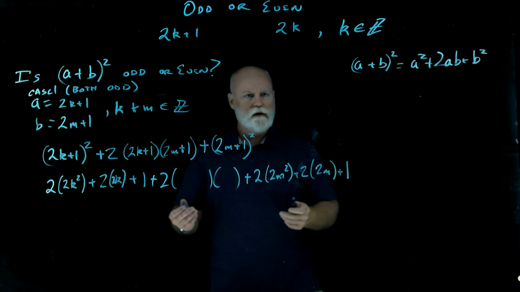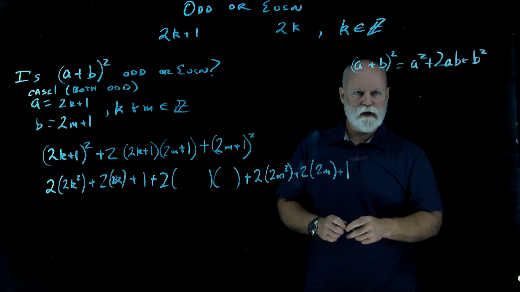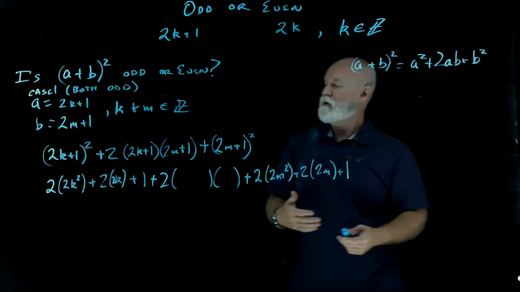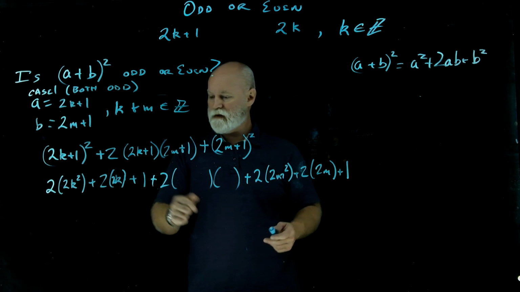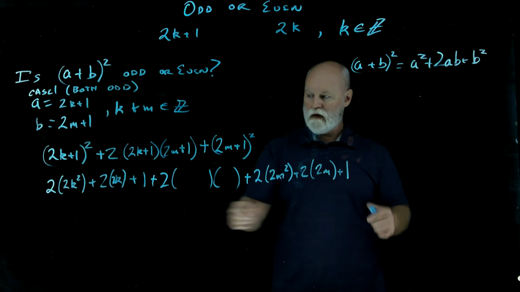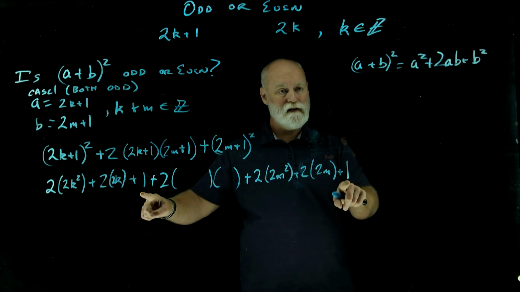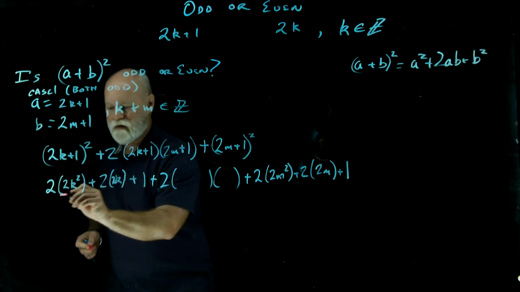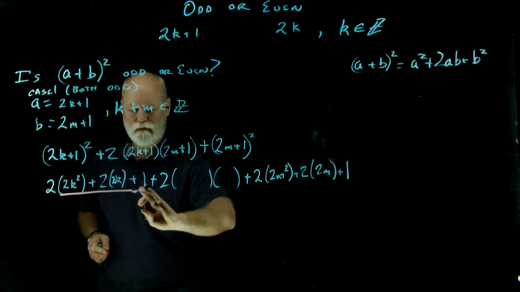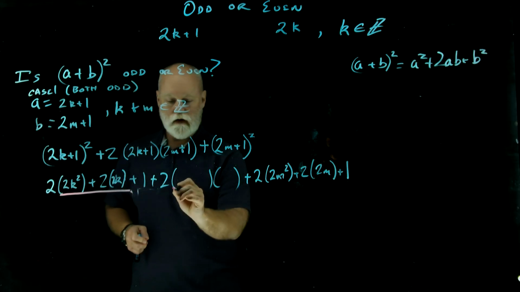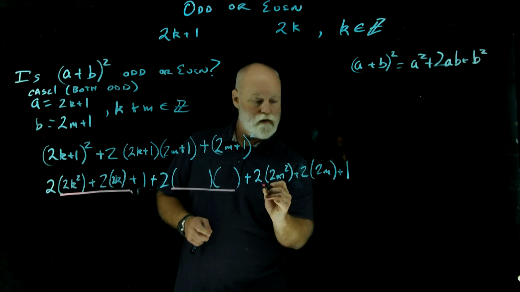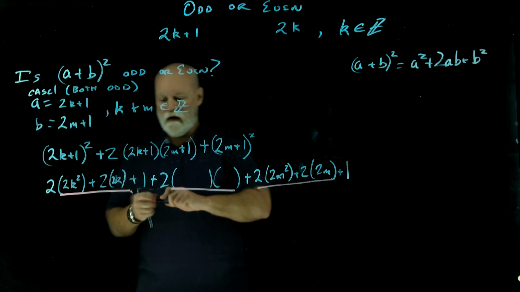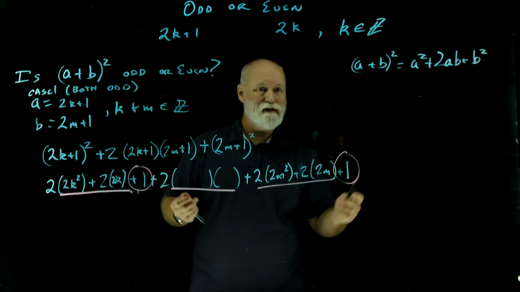Now, it may look like on the surface we're just making this more complicated, but remember, I need to get it in the form of 2 times something or 2 times something plus 1. Well, I got 2 times all this stuff, I got 2 times all that stuff, I got 2 times all that stuff, except I have these 1s here, right? So I have all of this stuff. I have that right there, and I have this right here, and this right here. All that stuff is 2 times something. And then I have plus 1 and plus 1, which gives me plus 2.